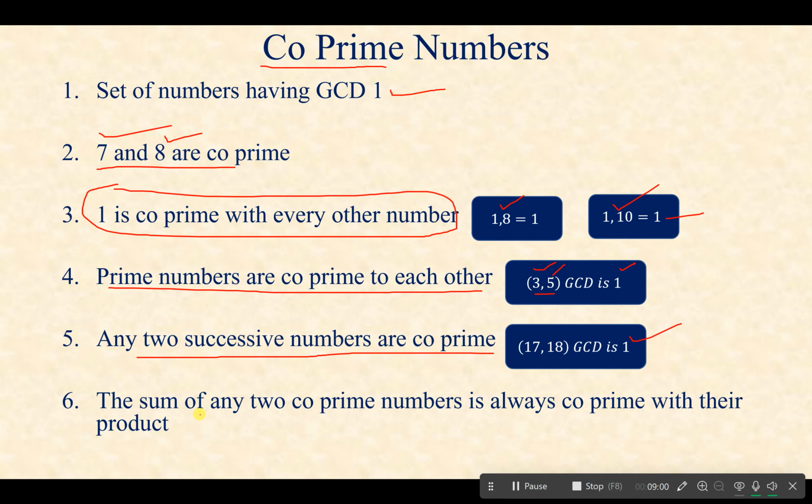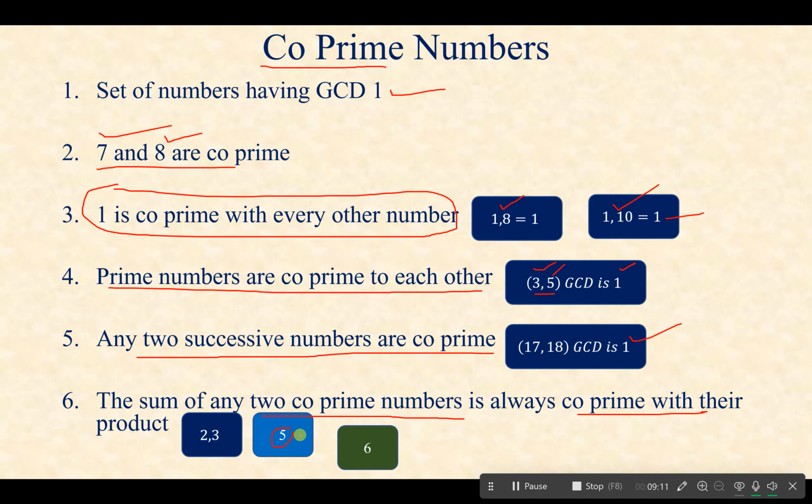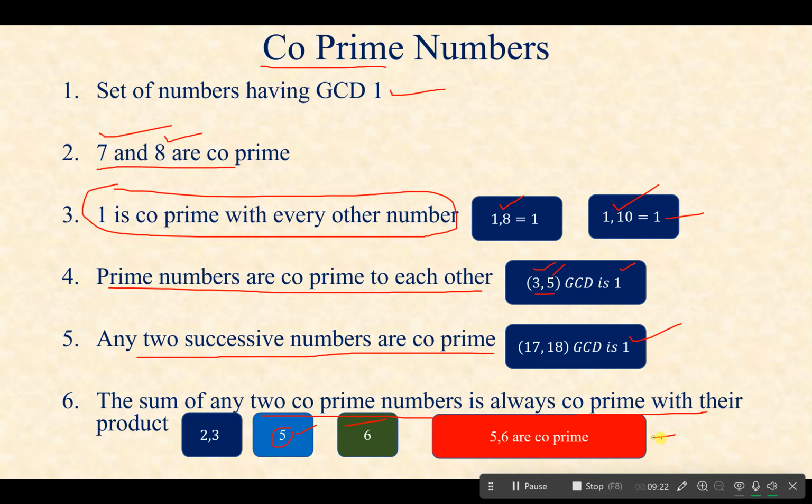And one more property, the sum of any two co-prime numbers is always co-prime with their product. For example, if you take 2 and 3, see 2 plus 3 is 5, and what do you get if you multiply 2 and 3? 6. 2 plus 3 is 5, 2 into 3 is 6. So 5 and 6, they are co-prime because the GCD is 1. That's what this says. The sum of any two co-prime numbers is always co-prime to the product. So 5 is the sum, 6 is the product.